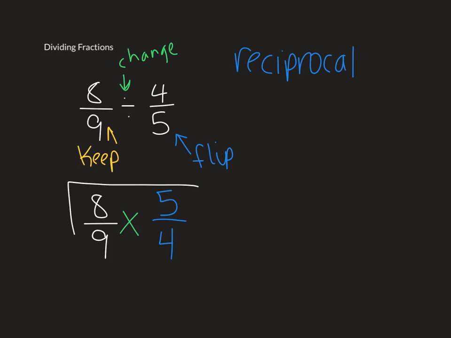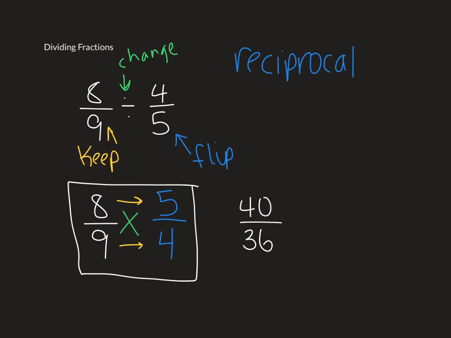Now I have a multiplication problem, which is pretty straightforward to solve because all I have to do is multiply my numerators and multiply my denominators. So when I do that, I get 40/36. Now, technically this answer is correct. However, it's always best practice in fractions to put it into simplest form. So recall that this is an improper fraction because my numerator is larger than my denominator. So the best practice is to turn that into a mixed number.